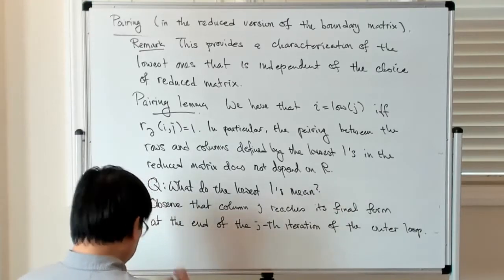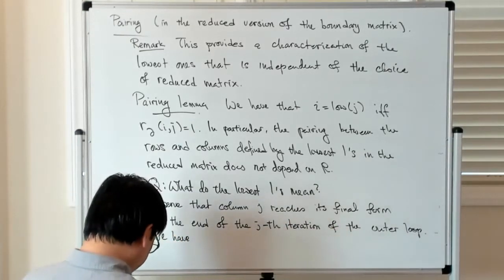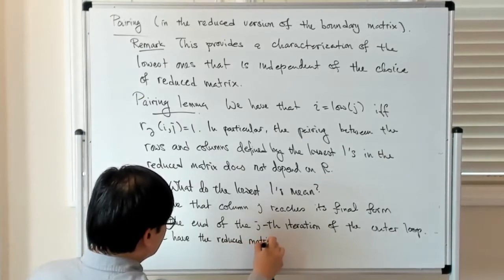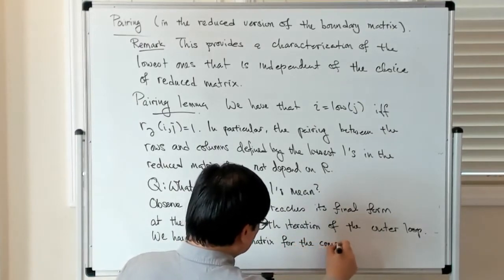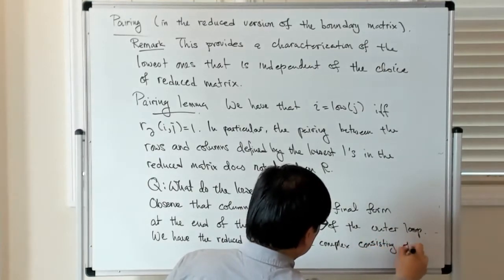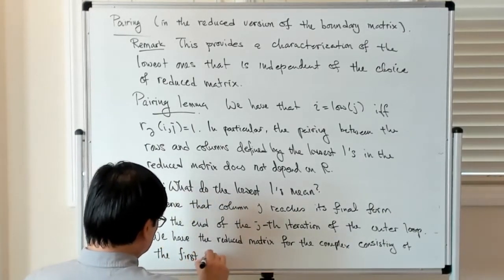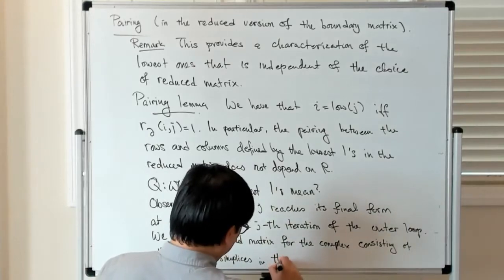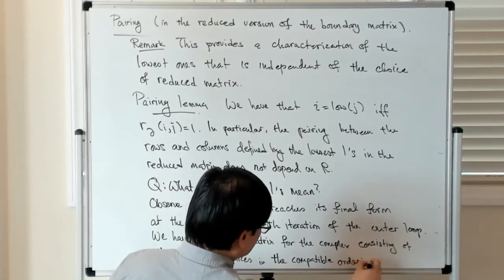All right, so once you've completed this Jth iteration, we have the reduced matrix for the complex consisting of the first J simplices in the compatible ordering, right?